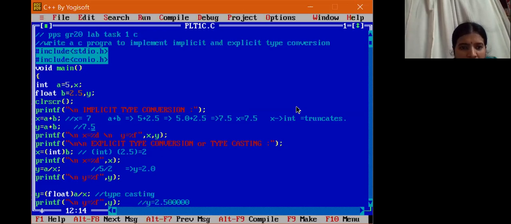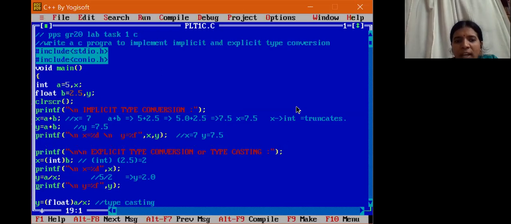But coming back here, a plus b is 7.5, which is stored in a float variable y. So y is a float, and therefore y happily stores 7.5. When I print x and y, the answer is pretty clear: x stores 7 and y stores 7.5. And this is a simple example of type conversion where the machine automatically does it itself.